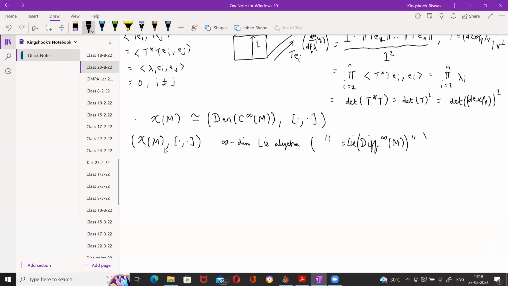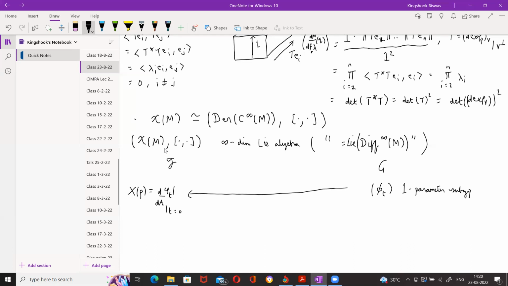Well, I mean, morally speaking, this is not a precise statement. So you only have a curve here in Diff. So if this is script G and this is capital G, then a one parameter subgroup of diffeomorphisms, phi t, will give you an element of the Lie algebra, X. What is X at p? It's just d/dt at t equal to 0 of phi t of p, right? And the converse we don't have in full generality.